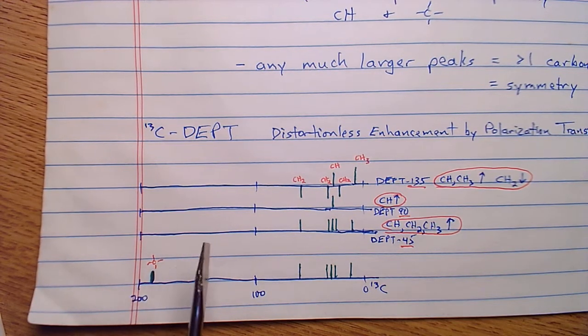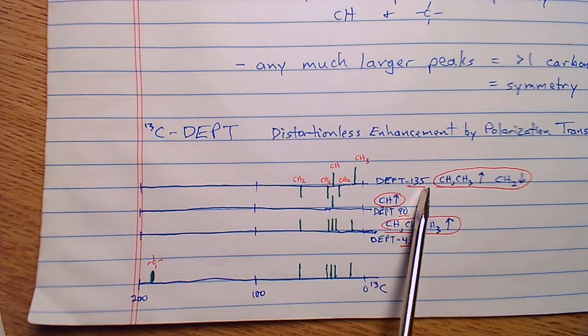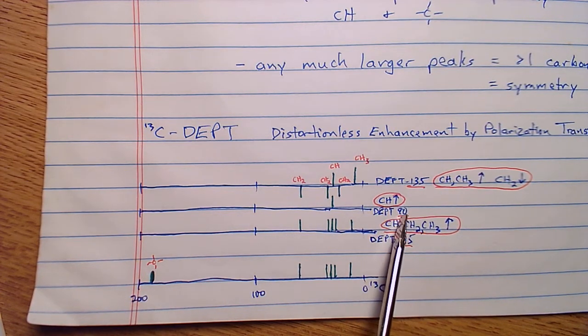So, what the DEPT spectrum usually consists of is a DEPT 135 spectrum, a DEPT 90 spectrum, and a DEPT 45 spectrum. This is a little crowded in here. Sorry about that.